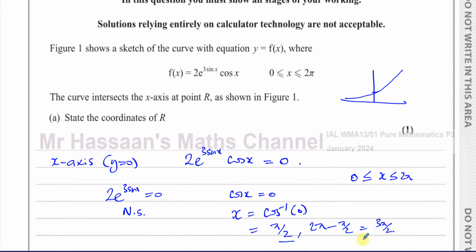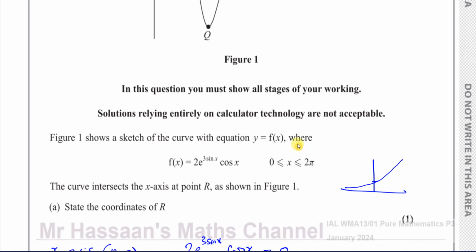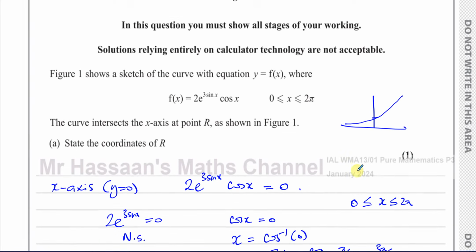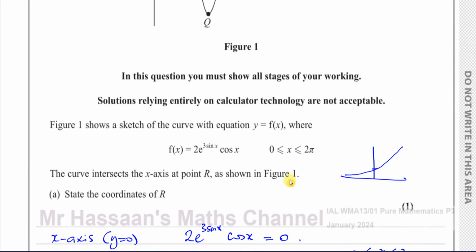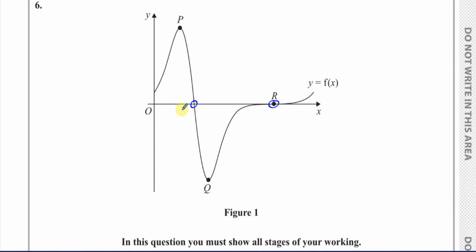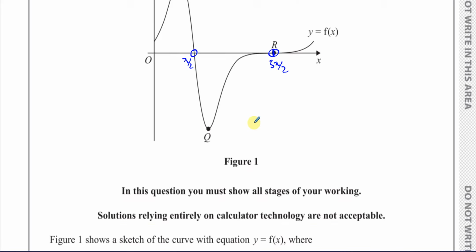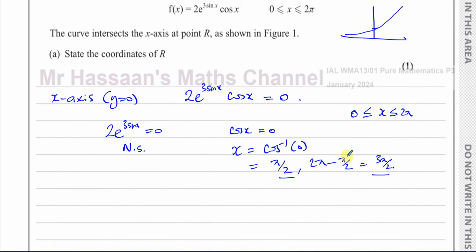Now, which of these is going to be the coordinates of the point R? Well, the first positive solution is this one over here, the pi over 2. And the next time where it hits the x-axis is going to be at R, which is 3 pi over 2. So we can see very clearly that the coordinates of R are going to be 3 pi over 2 and 0. It says state because you don't really need to show that much work for this.